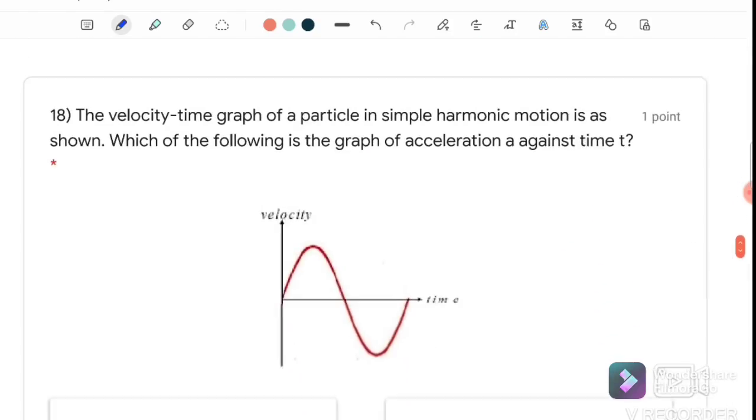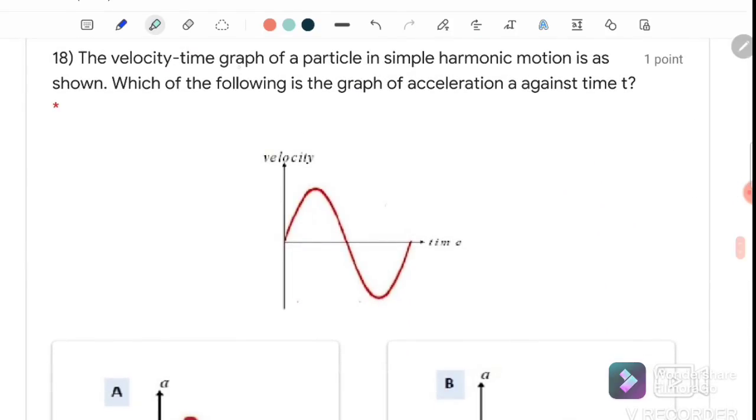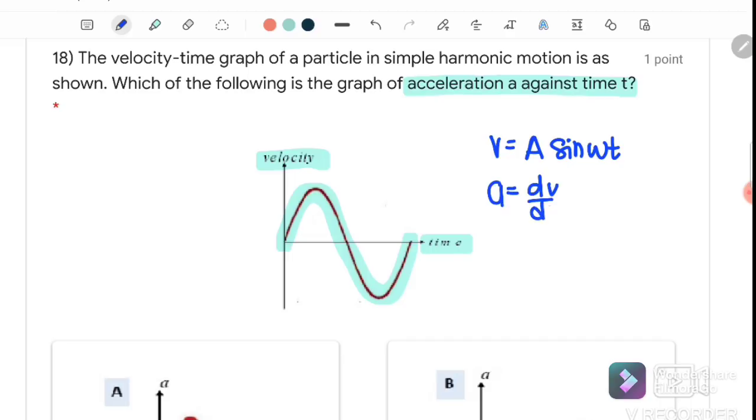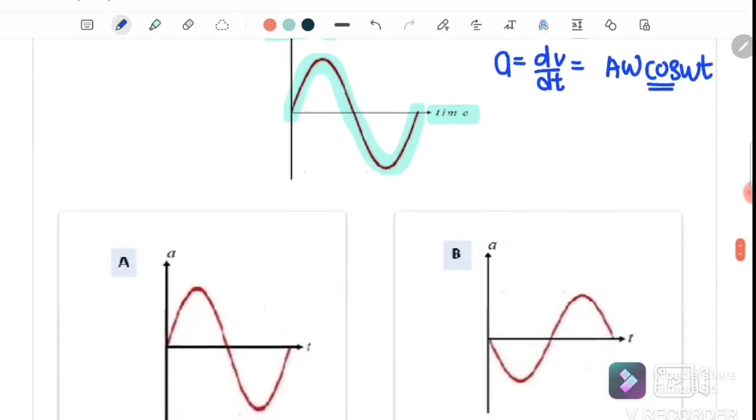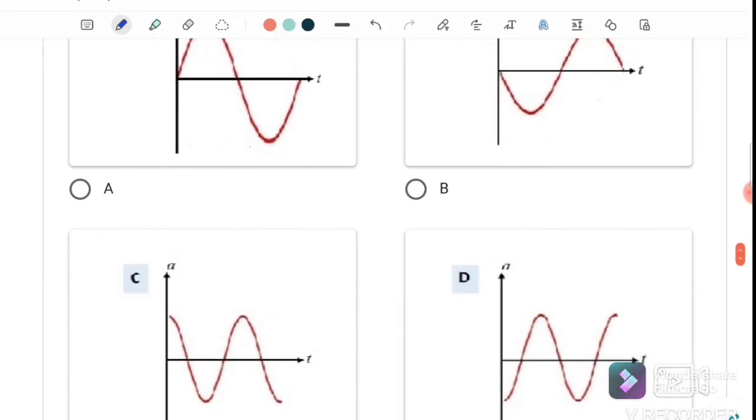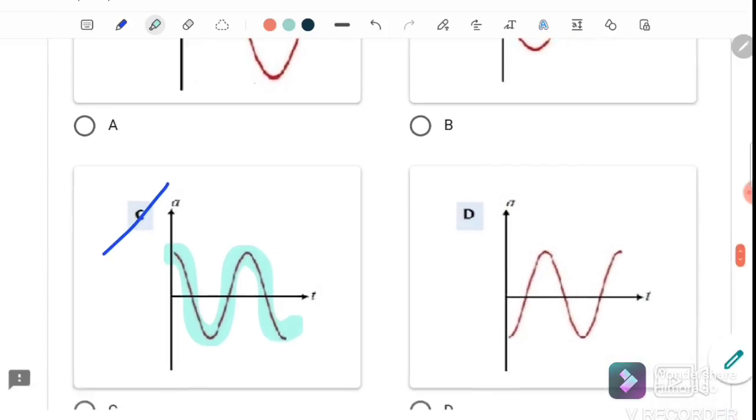Next we'll go to question number 18. The velocity-time graph of a particle in simple harmonic motion is shown. Which of the following is the graph of acceleration against time? From the graph, we know that the velocity is equal to a sine omega t, because this shows a sine graph. To get the acceleration, we need to differentiate dv over dt, and after differentiating sine we get a omega cos omega t. So we will get a cos graph. We find which one is a cos graph. The answer is C, because C shows the cos graph.